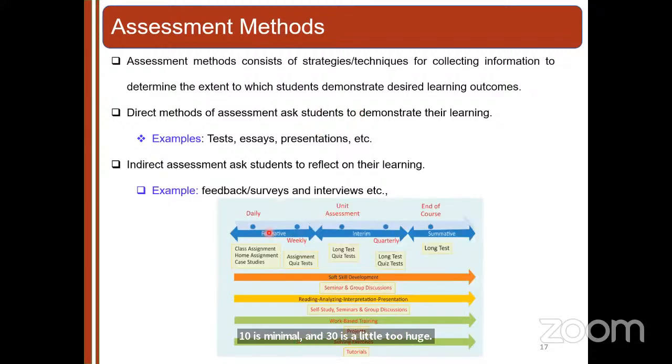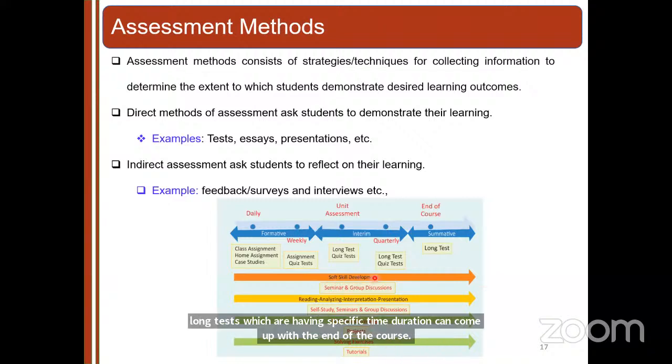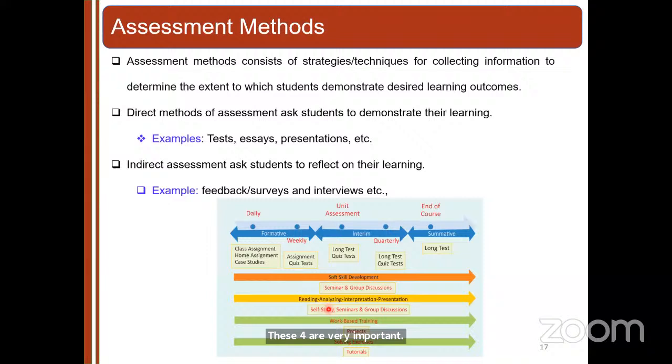So this picture talks about the formative and summative assessment. Daily comes under formative, end of the course comes under summative, and in the interim you have your quarterly tests or unit tests. So what are the various practices that you can take? Class assignments, case studies, assignment based quiz tests, whereas long tests having a specific time duration can come up at the end of the course. These 4 are very important, either for soft skill development, reading, analyzing, interpreting and presentation.